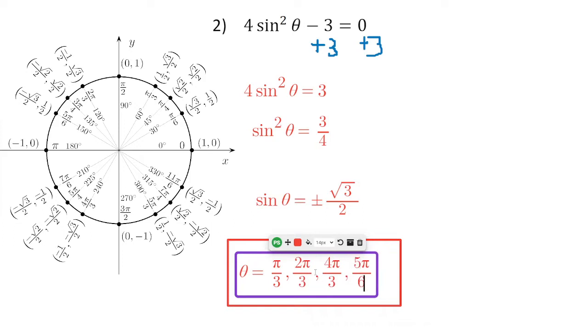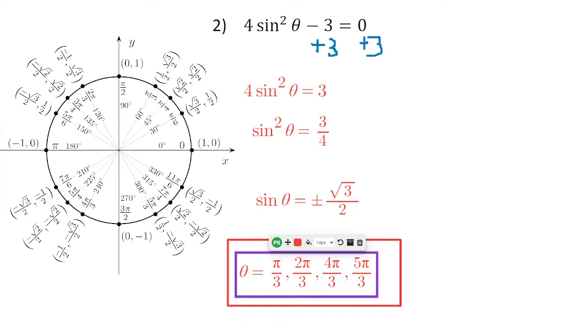And you'll see if you look at the unit circle itself, that at these angle measures, like at pi over 3, for instance, the y-coordinate is root 3 over 2. The same thing happens at 2 pi over 3. I don't think you can see my cursor here, but if you look at 2 pi over 3, you'll see that the y-coordinate is root 3 over 2.